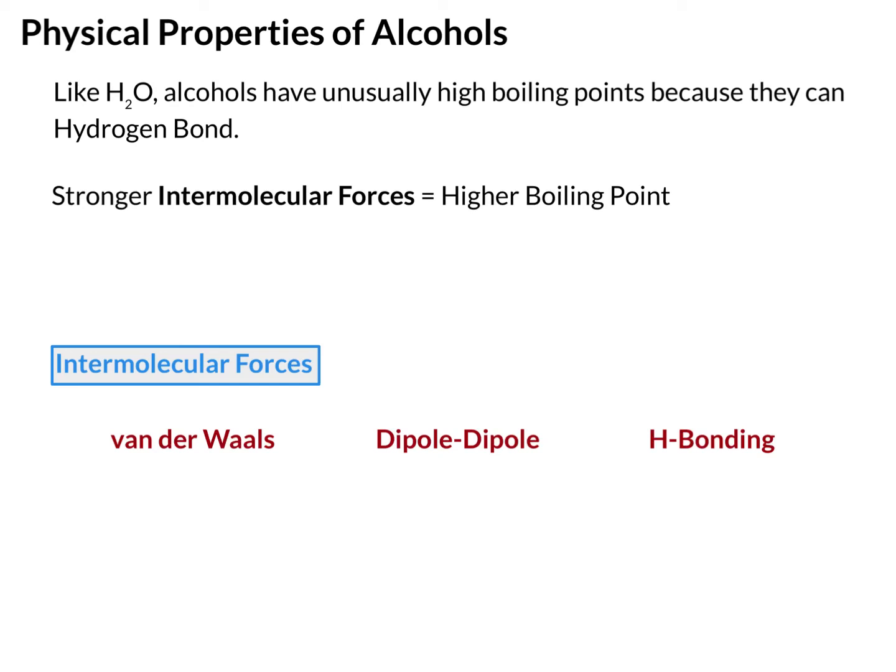Now we're going to talk a little bit about the physical properties of alcohols. And specifically, alcohols have unusually high boiling points compared to other organic solvents or organic molecules. And the reason is because, like water, alcohols have an OH. So the same way water has H and OH, alcohols have some carbon group and an OH. And this allows alcohols to hydrogen bond. And that's a very strong intermolecular force.